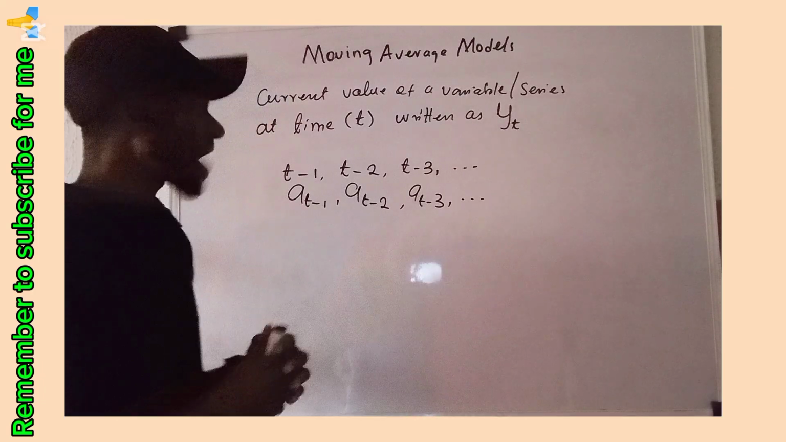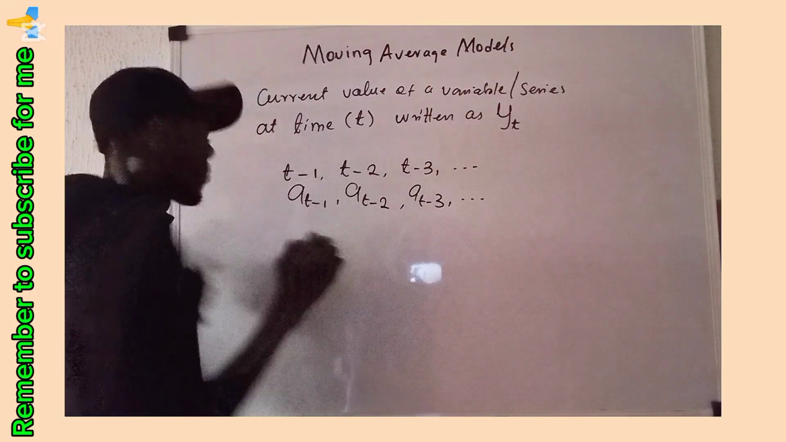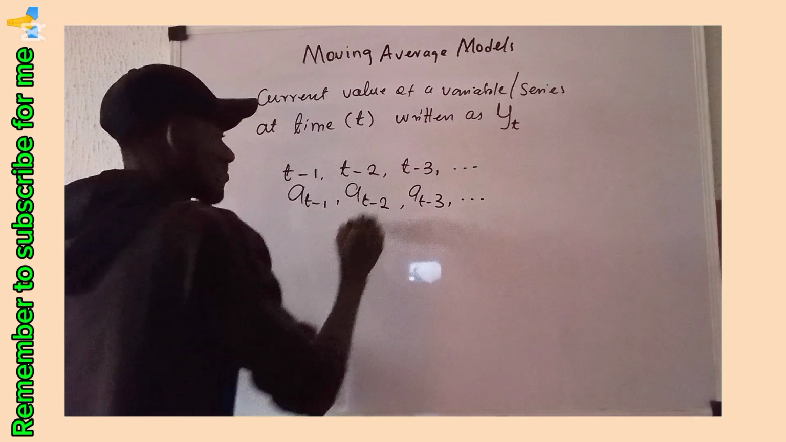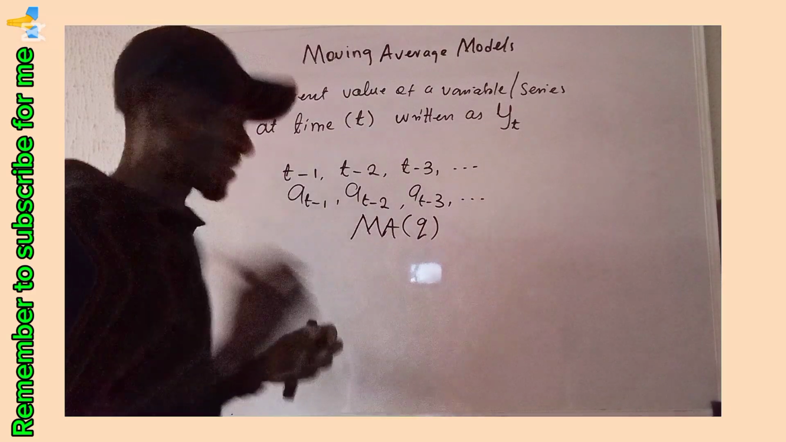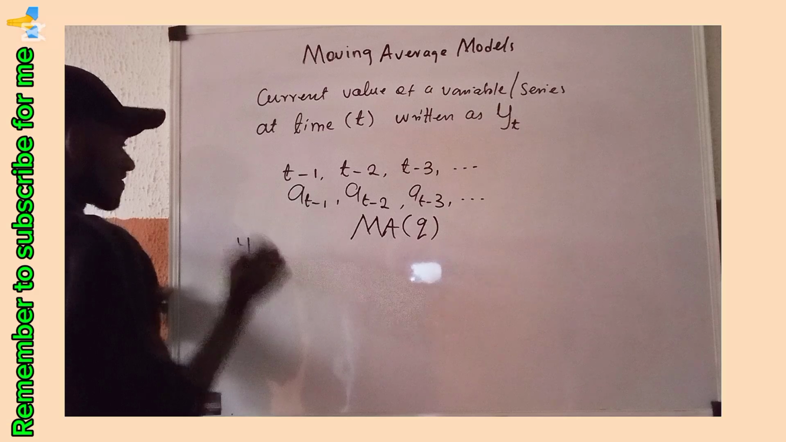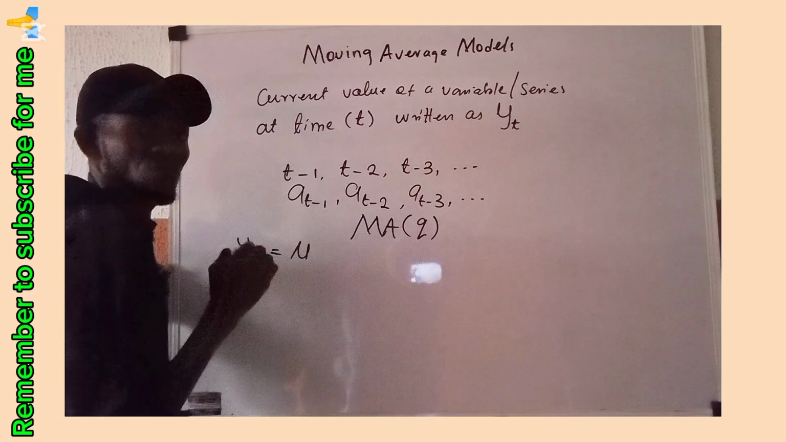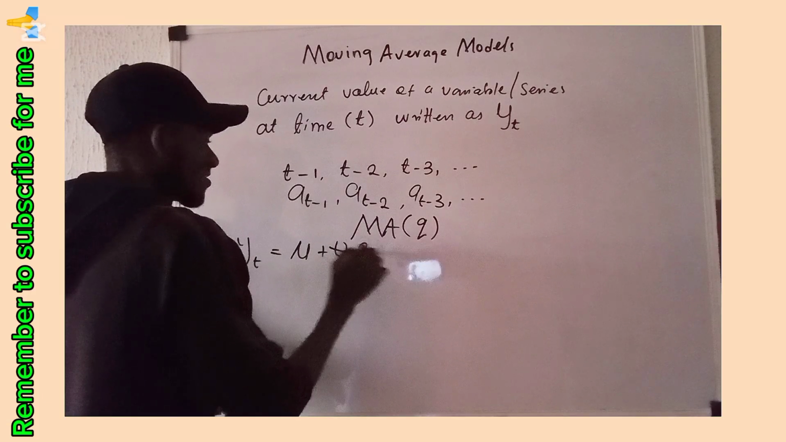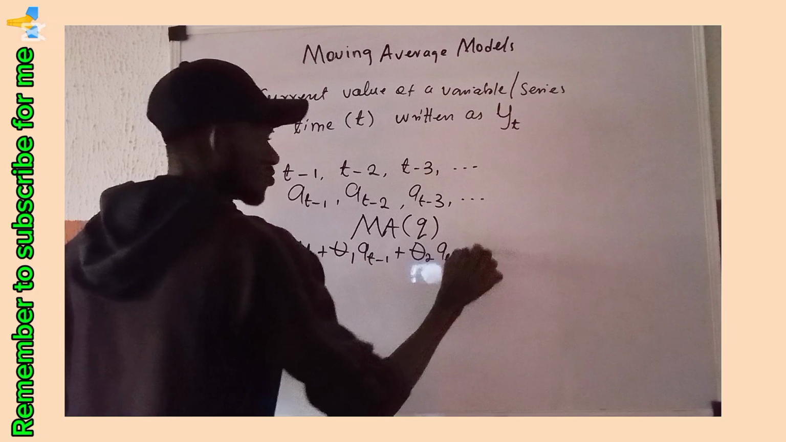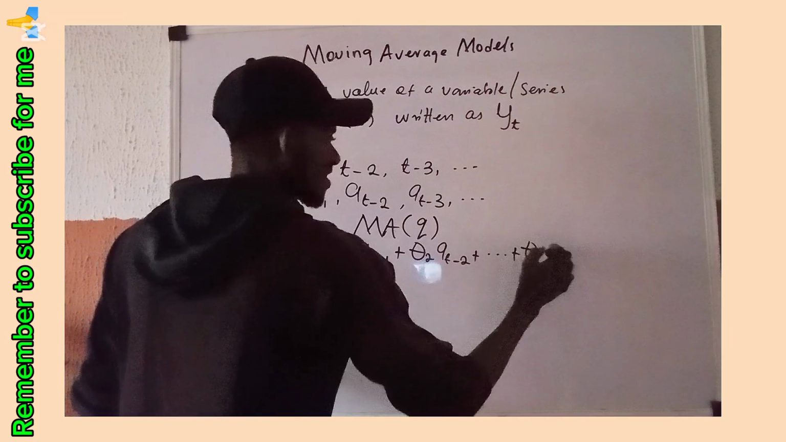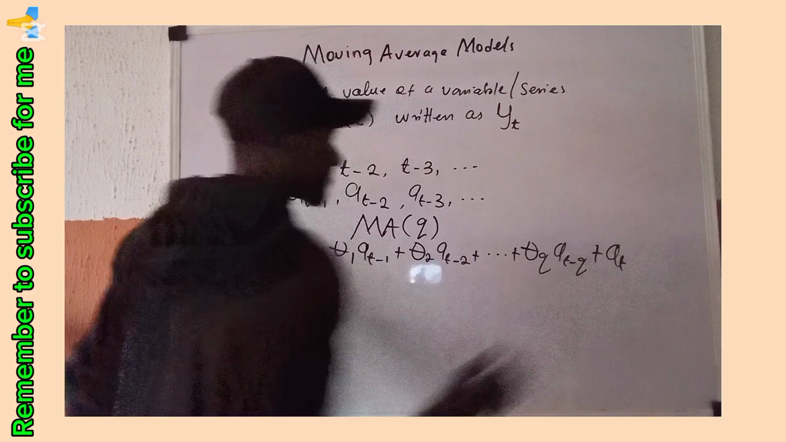And of course, the moving average of order q, which is abbreviated as MA of order q, is written as y of t equals mu plus theta 1 a of t minus 1 plus theta 2 a of t minus 2 plus theta q a of t minus q plus a of t.